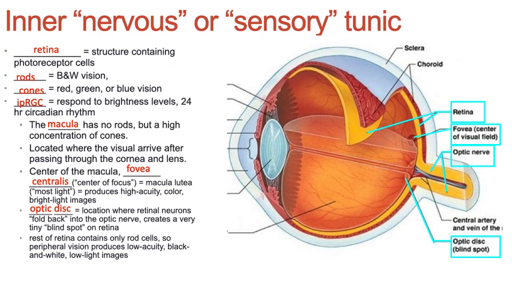Now, the remainder of the retina contains what are called rod cells, and so that's why our peripheral vision produces low acuity, black and white, low light images. And we're going to discuss the rods and cones as we move forward in this presentation.